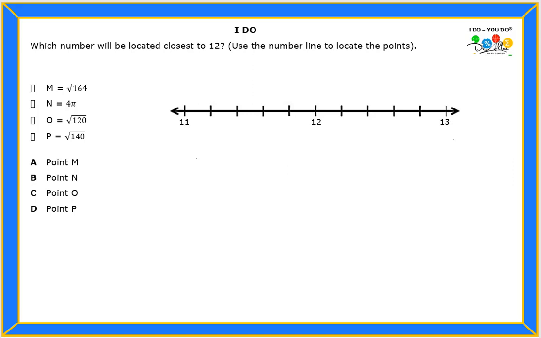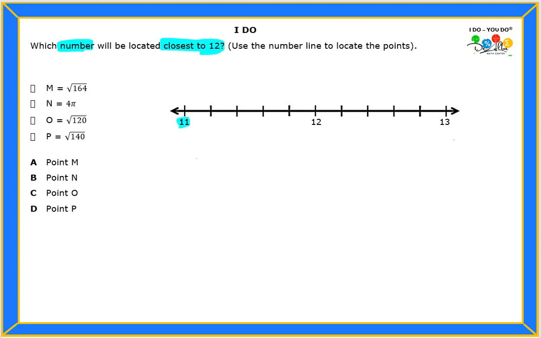And it says, which number will be located closest to 12? Use the number line to locate the points. Okay, so what is it that I'm looking for? Well, I want to find a number that will be the closest to 12. Okay, very good. So let's look at the number line.